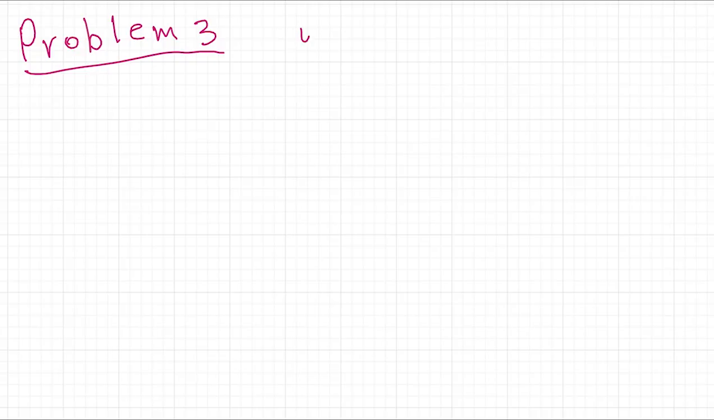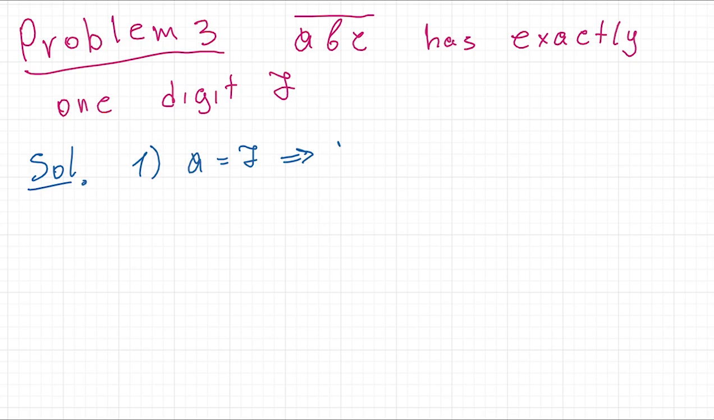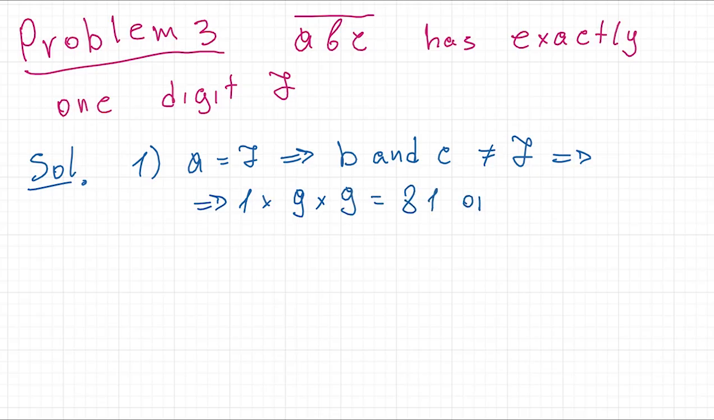Problem 3. How many 3-digit numbers contain exactly 1 digit 7? Solution. Write a 3-digit number as A, B, C. We must place the digit 7 in exactly one of the 3 positions. If 7 is in the first position, A is equal to 7, then B and C can be any digit except 7. Hence we get 1 times 9 times 9, that is 81 numbers.